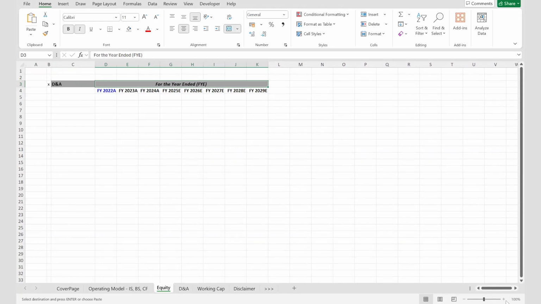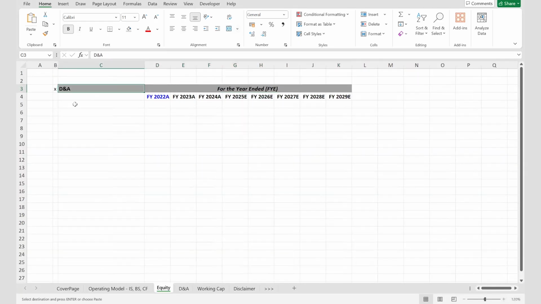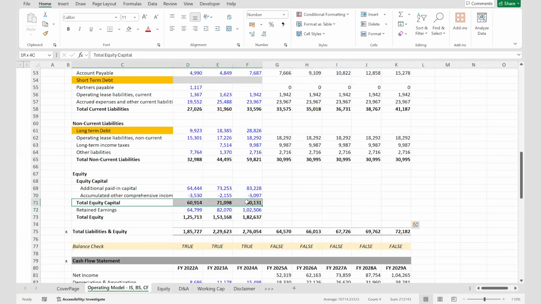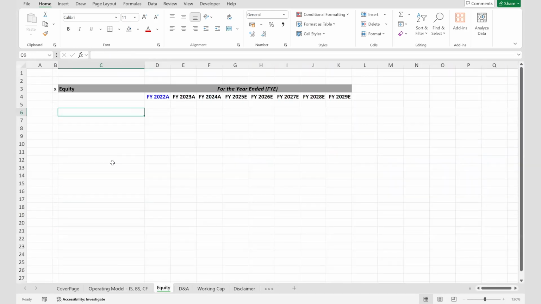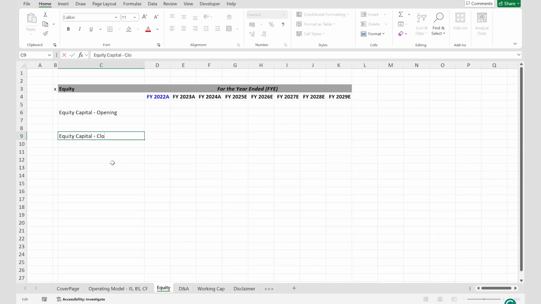Right. So this is how my equity schedule will look. I will just add the equity schedule, and we can start. In the equity schedule, there are two sections, which is your total equity and your retained earnings both. So I will just add equity capital or something like that. And then we call it opening. This also we will do opening and closing. Then we will do plus minus.